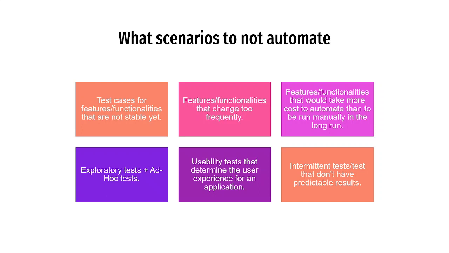Anything related to the usability of the application, you should not be automating it. Any intermittent test that doesn't have predictable results, right? So suppose I give input of an ABC combination, and the output is not certain. I cannot predict what would be the output, so I will not be able to add good assertions there. So no need to automate such type of areas.